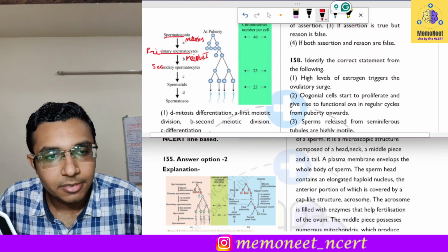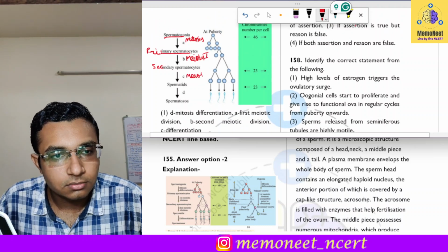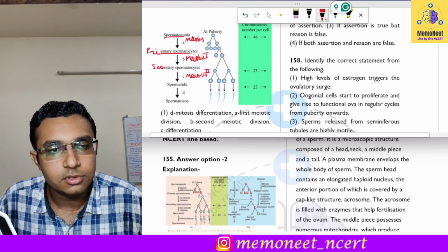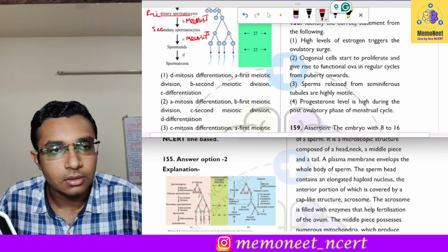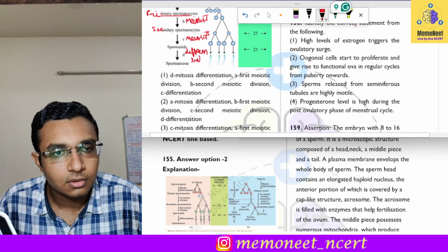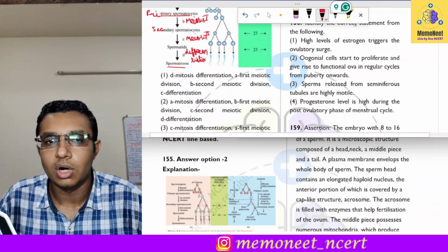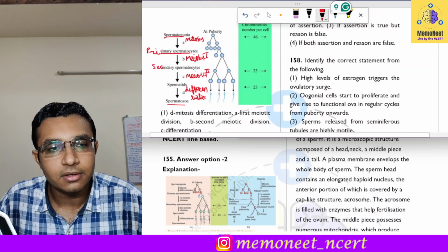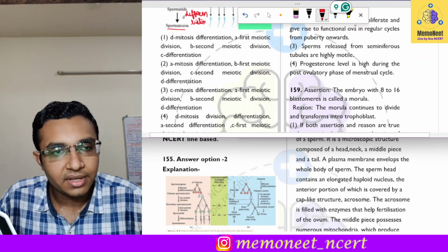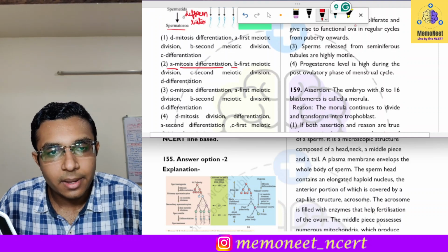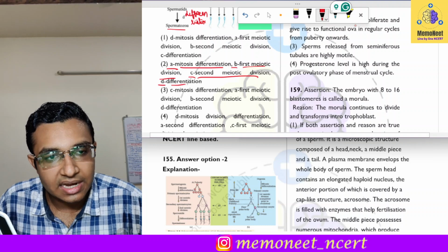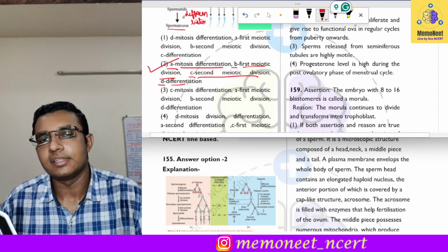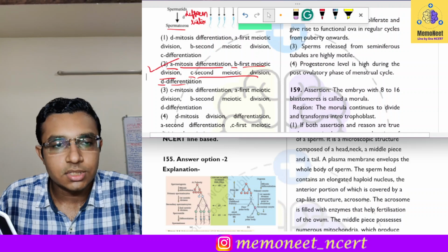Then the secondary spermatocytes by meiosis 2 are converted into spermatids, and the spermatids by the process of differentiation get differentiated into the spermatozoa. So this is the labeling of the figure. So if we identify correctly, A is the mitosis, B is the first meiotic division as we saw over here, then C is the second meiotic division, and D is the differentiation. So it is correctly represented in option 2. So the correct answer of this question is option 2.